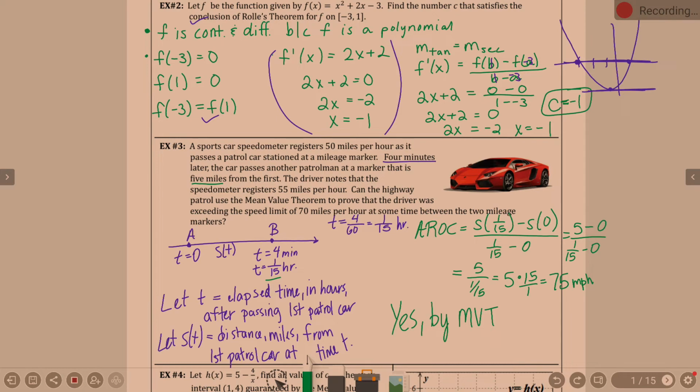Okay, so, yes, by MVT, mean value theorem, the car was traveling at least 75 miles per hour, right? Actually, I should just say it was traveling 75 miles per hour at least once is what I really wanted to say there. At least once in the 4 minutes.